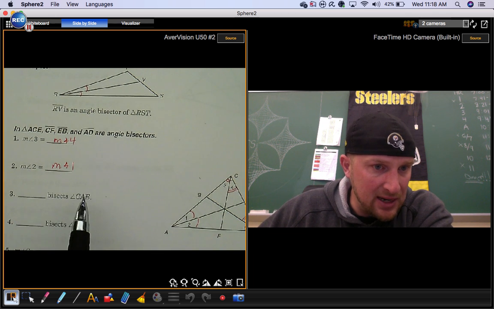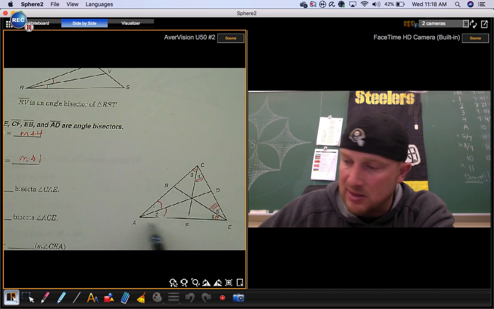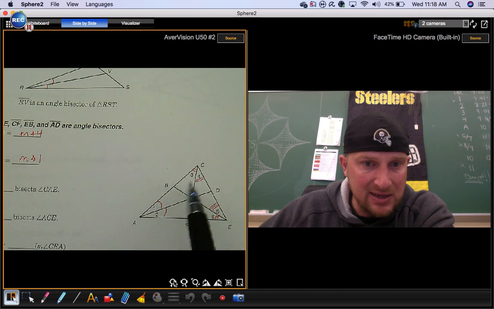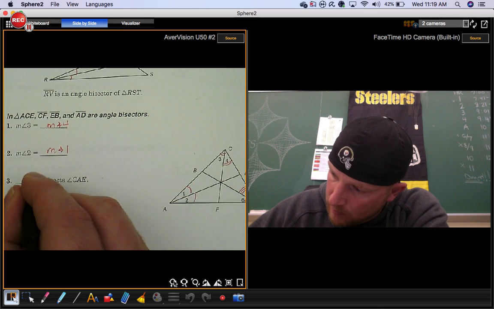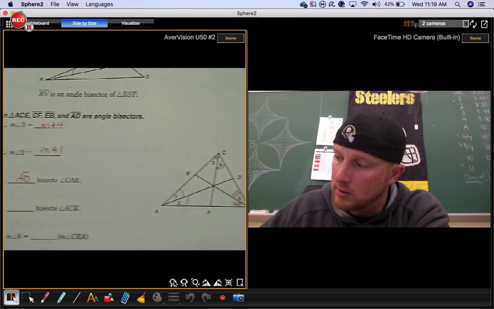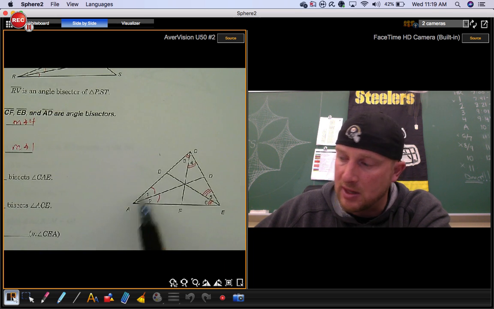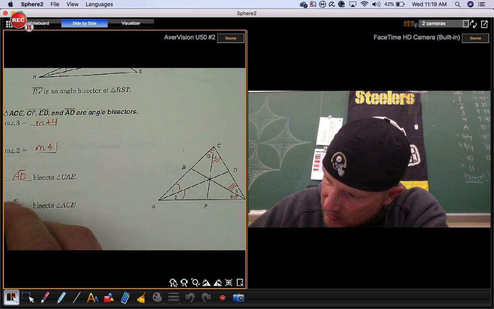Something bisects angle CAE. Angle CAE is this angle. What bisects this angle? It's this segment, AD. Something bisects angle ACE. Angle ACE is that big top angle. Segment CF bisects it.